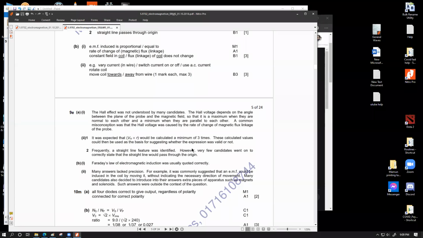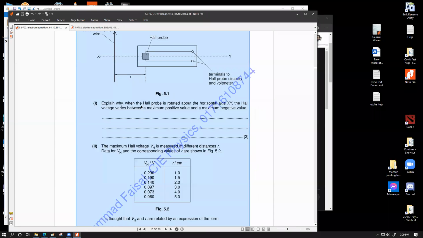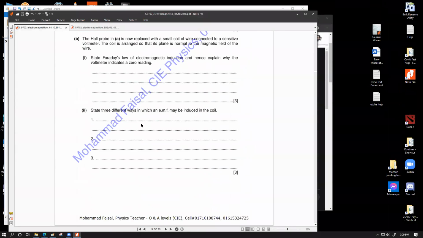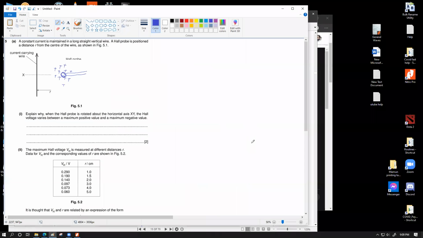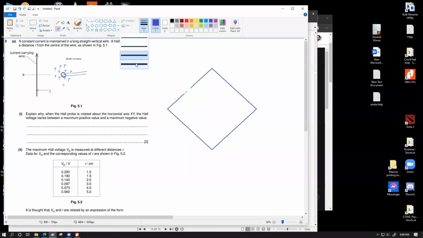Anything else? One last thing, sir, from 10A, how am I supposed to draw the bridge rectifier? Which one? 10A. Just drawing a bridge rectifier is actually really simple. The simple way to draw a bridge rectifier is that if you have a kite structure, can I draw a kite structure here? Yes, I can. Let's say you have a kite structure like this, and then let me just rub with the bigger size.